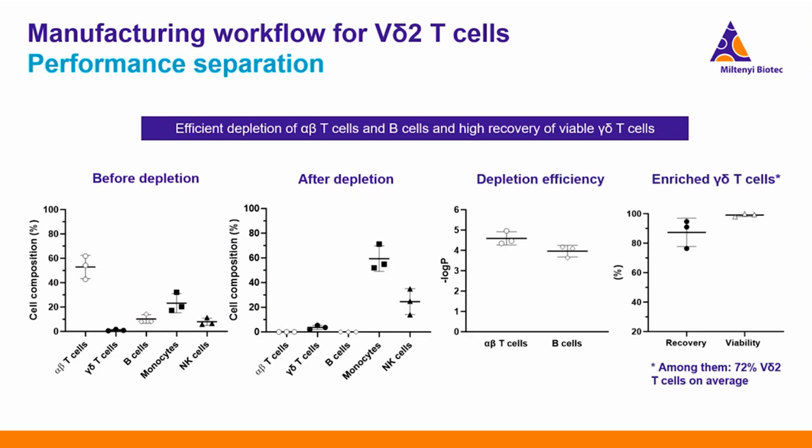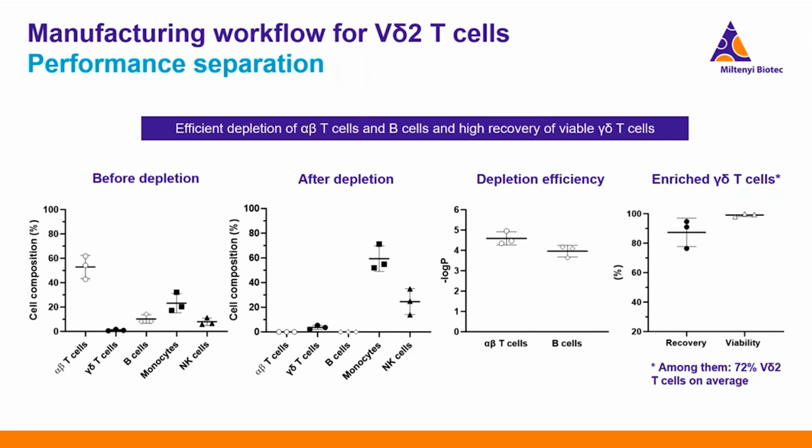This depletion process overall is really efficient. As we can see here, we obtain a logarithmic depletion value higher than 4 for alpha beta T cells and higher than 3 for B cells, which is very significant. It's a very stringent depletion step.